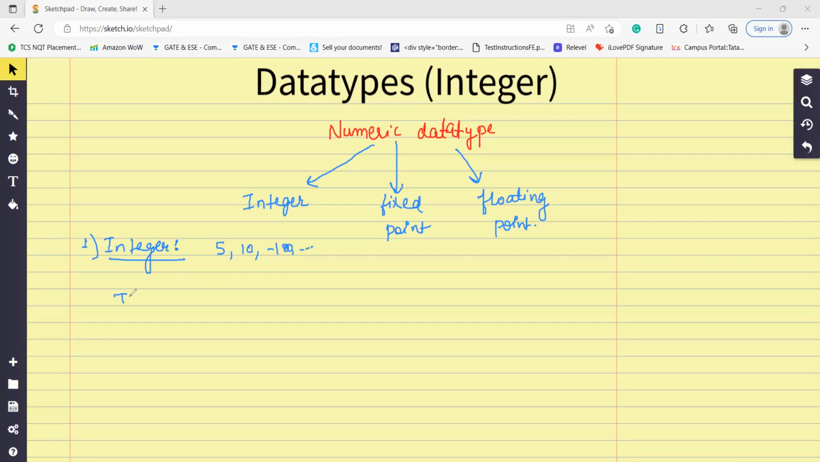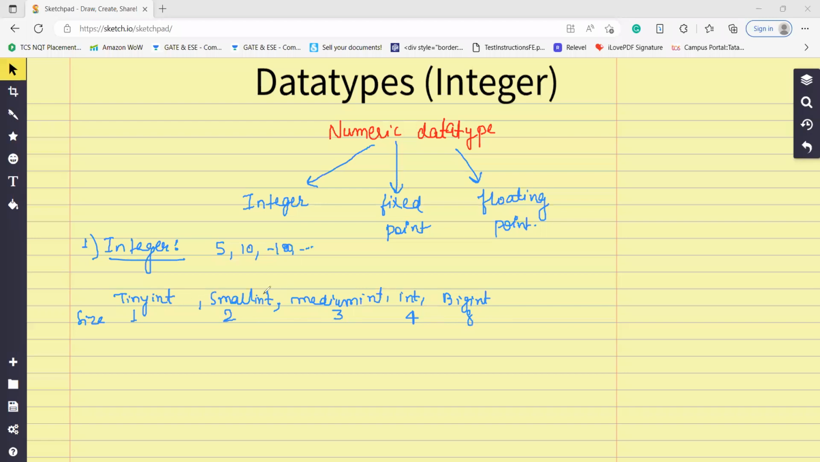Like we have tiny int. These are all data types inside integer. Tiny int, then we have small int, then we have medium int, then we have int, and then we have big int. The sizes of all these: tiny int is of 1 byte, small int is of 2 bytes, medium int is of 3 bytes, int is of 4 bytes, and big int is of 8 bytes.